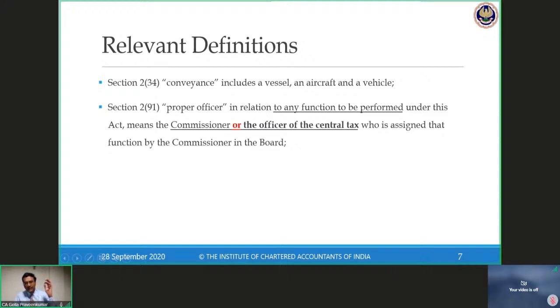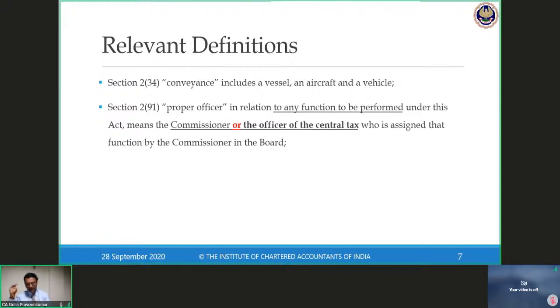Next term, proper officer. In relation to any function to be performed under this act, when I say this act, it's CGST, it means the commissioner or officer of the central tax. Now, when I say commissioner, everything cannot be done by the commissioner. For officer of the central tax, there will be a jurisdictional authority.